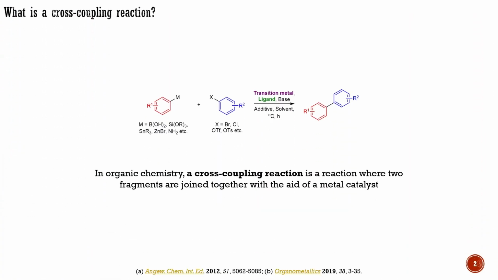What type of transformations can be called cross-coupling reactions? There are many interpretations for that, and the most common explanation states the following. In organic chemistry, a cross-coupling reaction is a reaction where two fragments are joined together with the aid of a metal catalyst. Here is a general reaction scheme describing cross-coupling reactions.